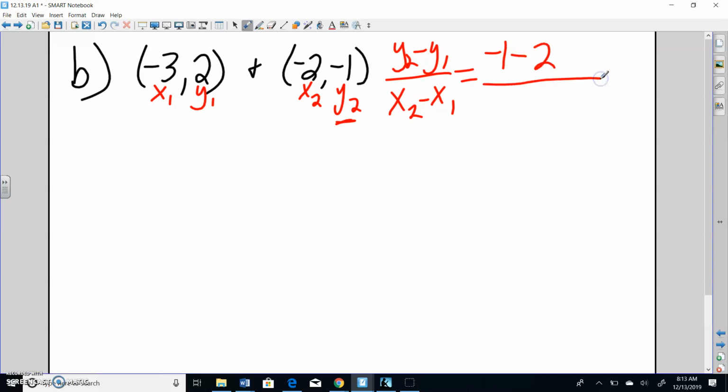Good. And then in the denominator, Lillian, what are we doing in the denominator? What minus what? Where's x2? What's x2 again? -2 minus, and then you said a -3. Yep. Okay, so x2 minus x1, minus a negative is going to make that positive. So we're going to have a -3 over 1, right? That's our slope.